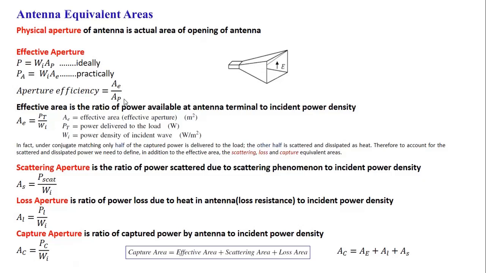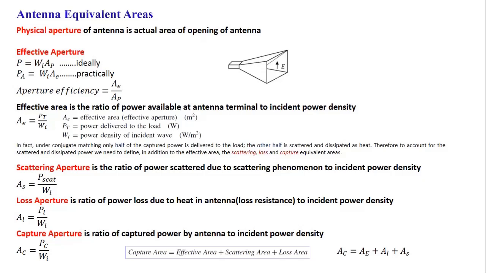Okay, remember this. In fact, under the conjugate matching, only half of the captured power is delivered to the load. The other half is sometimes scattered, or it is dissipated in the form of heat. Therefore, to account for the scattered and the dissipated power, we need to define, in addition to the effective area, the scattering, the loss and the capture equivalent areas too. So we will see what the scattering area is, loss area is, and the capture area is.